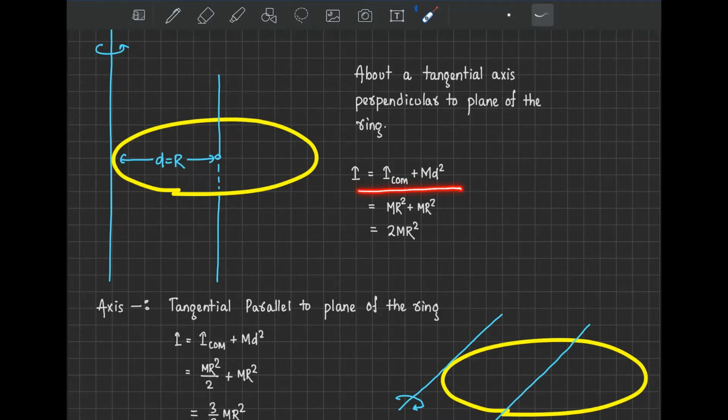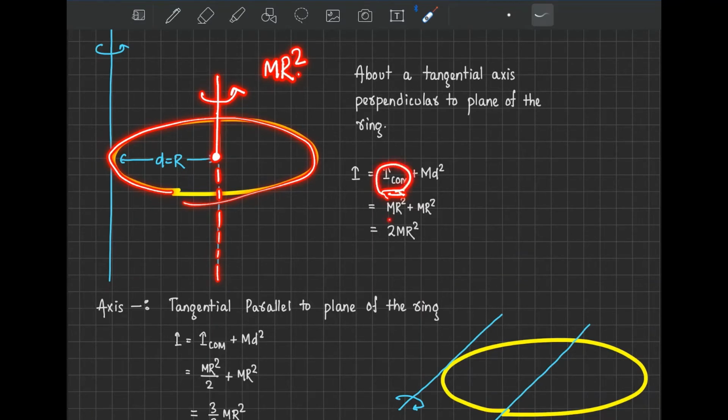I equals I_COM plus MD square. Now I_COM means moment of inertia about an axis passing through the center of mass. In case of this ring, the center of mass is the center, right? So let's draw a parallel axis through the center, and about this the moment of inertia of the ring is MR square. So I_COM in this case is MR square.